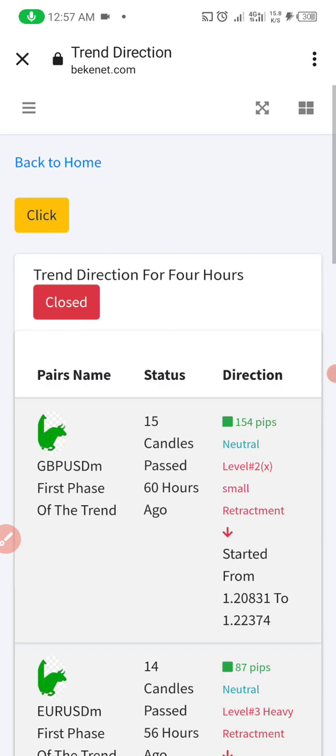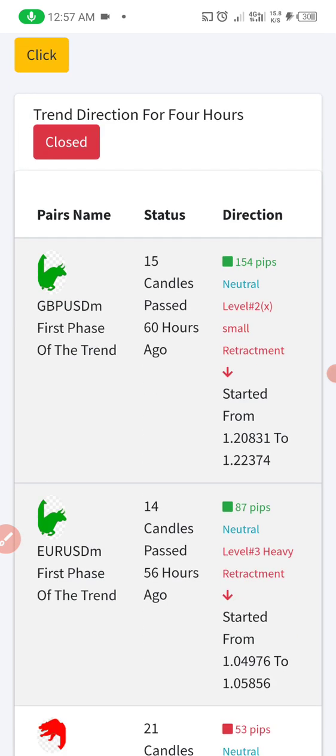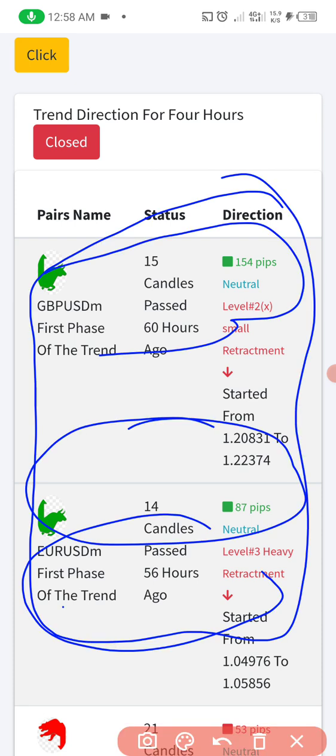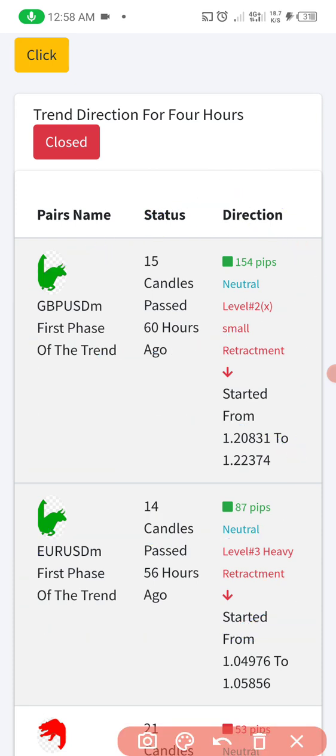Now let me explain it. Now this retracement has levels. We have the level 3, which is a heavy retracement. We have the level 2 hash star. We have just level 2. Now let's start with level 3. It's very simple. Don't let it confuse you. This is just giving you details of how heavy the retracement is going to be.